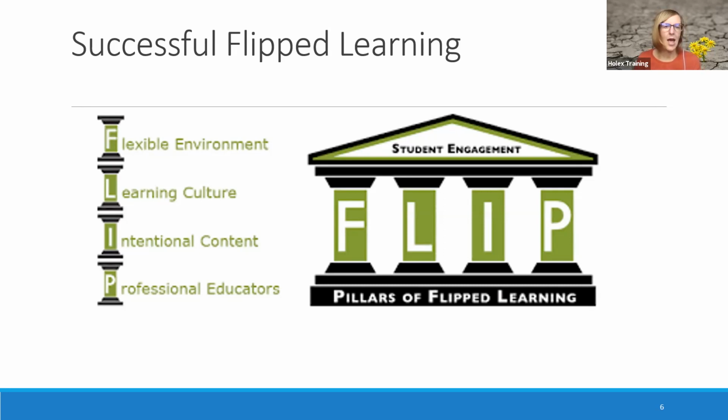And the P is for professional educators. It creates reflective practitioners and reflective learners by the quality feedback that is given to the learners and by them taking autonomy in their learning as well. So we're increasing the learners' individual skills as well by using flipped learning.